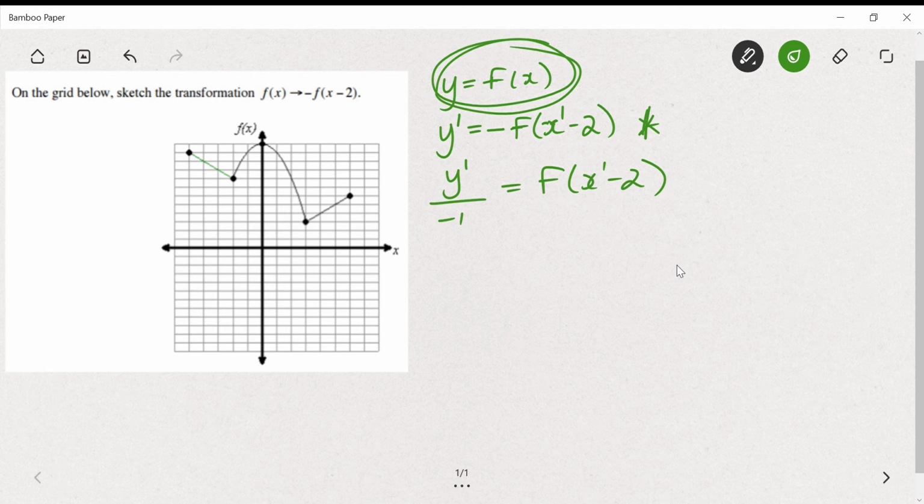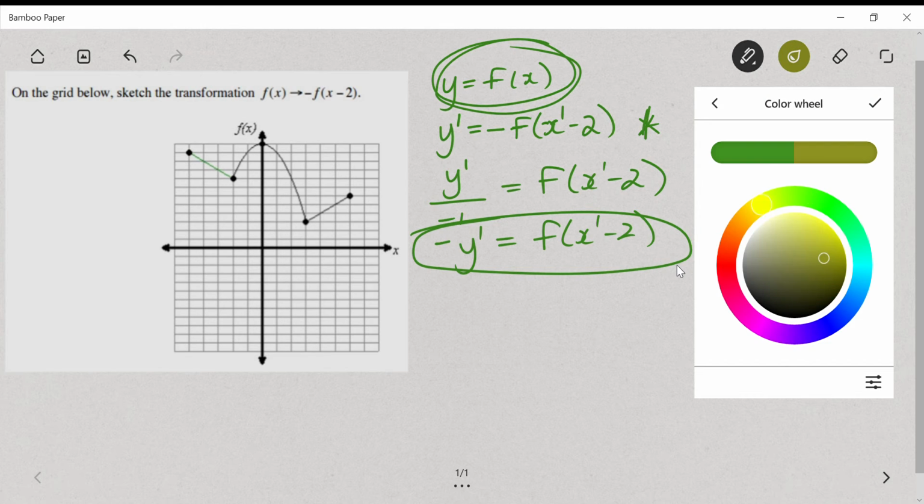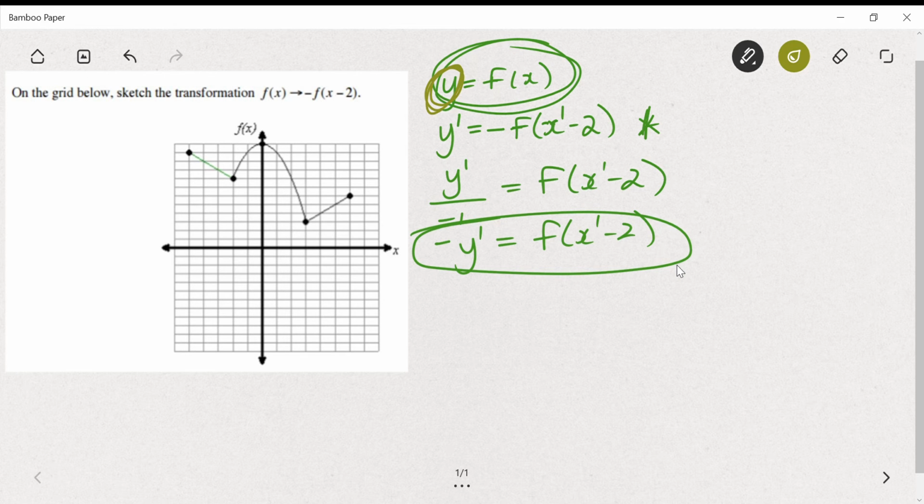I don't care about the left-hand side of the equal sign. I care about the right-hand side being just a function of x. So I've got that happening now. So this one here is just minus y prime equals f of x prime minus 2. So I can now equate those two. I can now say that this y here that I had equals this minus y. Y equals minus y prime.